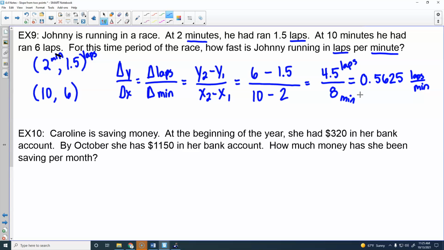So the first thing we need to do is make some coordinates here. We got 2 pieces of information. At the beginning of the year, she has $320 in her bank account.